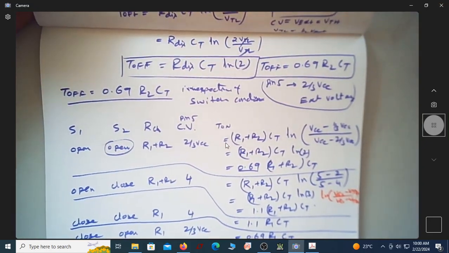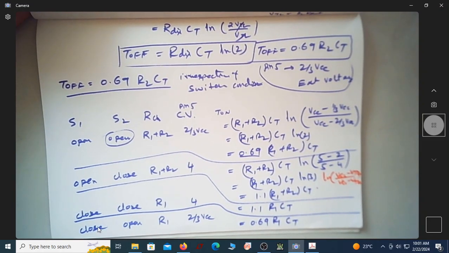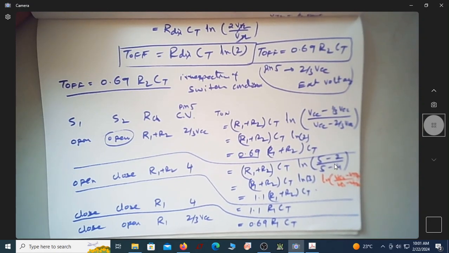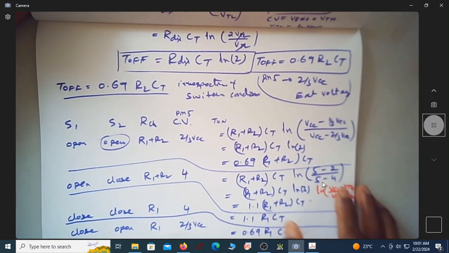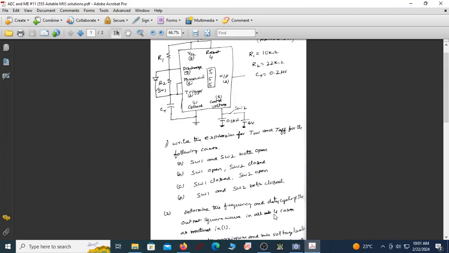So whenever this closes, you are bypassing R2. There is no R2 here. You can see whenever this is closed, there is no R2. Whenever this is closed, then it is ln of 3. So here it is 4, here it is 2. Here also you can see, whenever you are closing, this is 1.1. It is because of ln of (5 minus 2) by (5 minus 4). I hope this is clear to you all. Let us see the next thing.